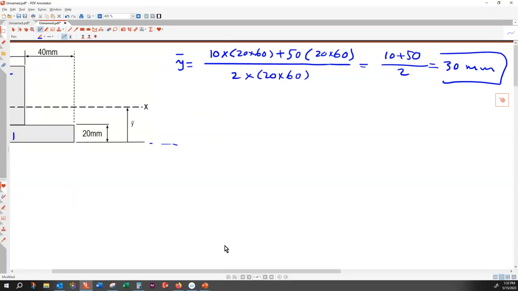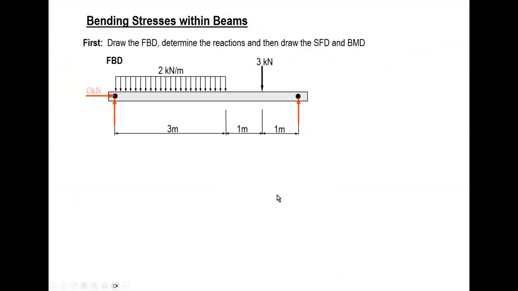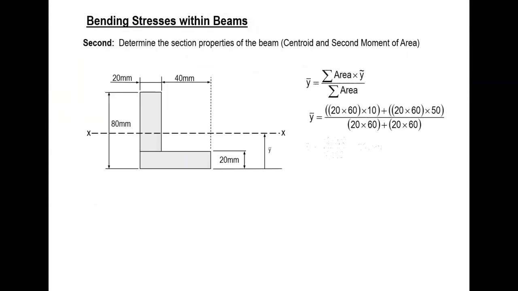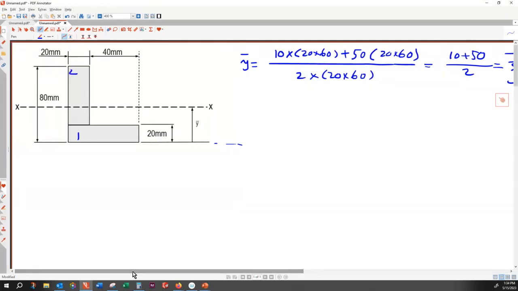Is that what you got? Anyone got a different number? Yeah, 30 is correct. You want me to explain again? Did you follow? Okay, good. Now we have y bar. The next thing is I need to find the I value for that.